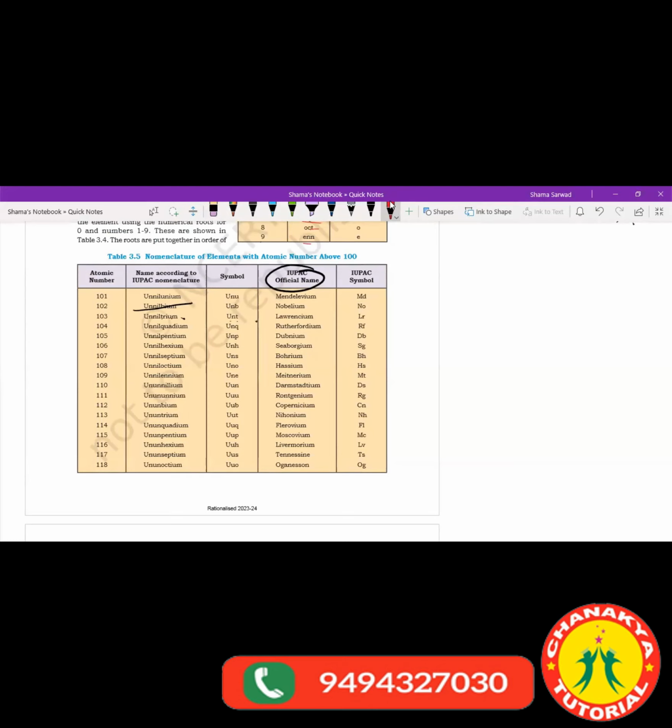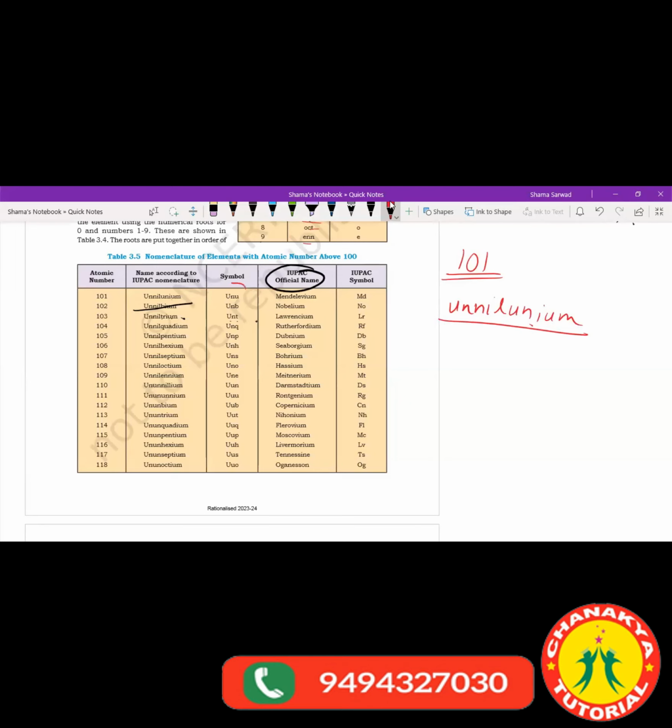Unnilunium, how will it become? The number would be what? 101. So for one, what do we have to use? Un, correct? For zero, it would be nil. And again for one, it would be un. Un, nil, un, and then ium, you have to add after it. So this would be the name for atomic number 101, as per IUPAC nomenclature.